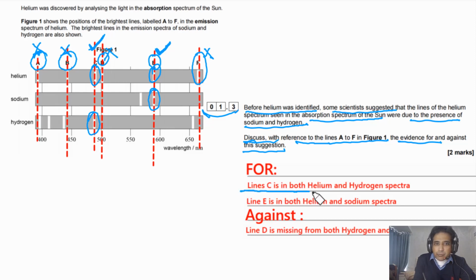Line C is in both helium and hydrogen spectra, so it supports this suggestion. Line E is in both helium and sodium spectra, so it also supports the suggestion. But line D, line A, line B and line F are missing from both hydrogen and sodium spectra, so these lines do not support the suggestion. So this is how we can answer this problem.